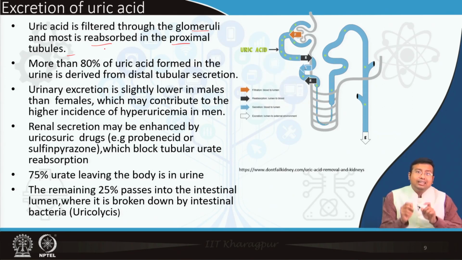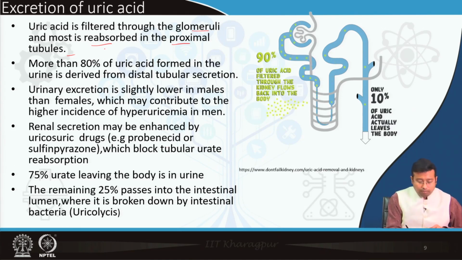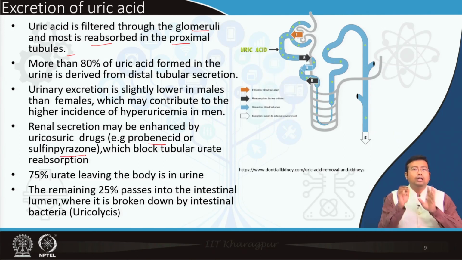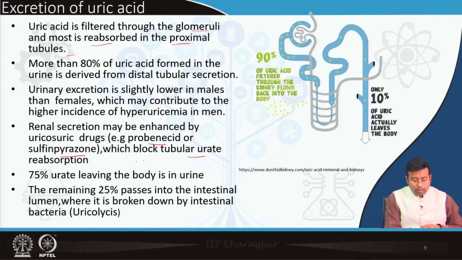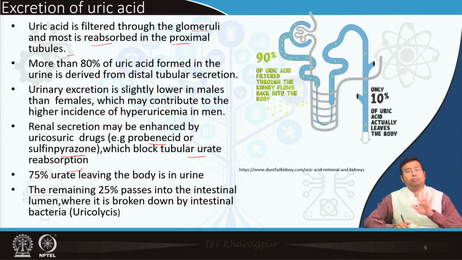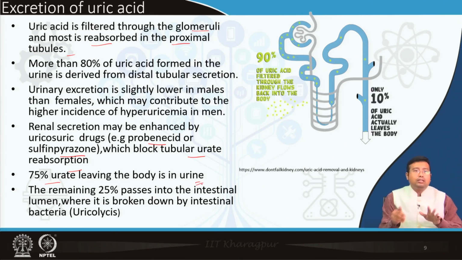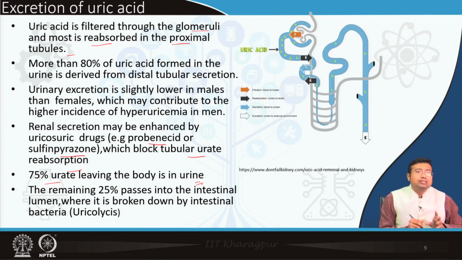This renal secretion may be enhanced by some drugs, for example, probenecid and sulfinpyrazone. These are drugs that block tubular urate reabsorption, and hence once it is secreted it cannot be reabsorbed, and thus uric acid is excreted in urine. This is one mechanism we should know, and this concept will come in handy later whenever we are discussing treatment of hyperuricemia. Anyway, 75% of the urate leaving the body is in urine. The remaining 25% of uric acid is broken down by the intestinal bacteria.